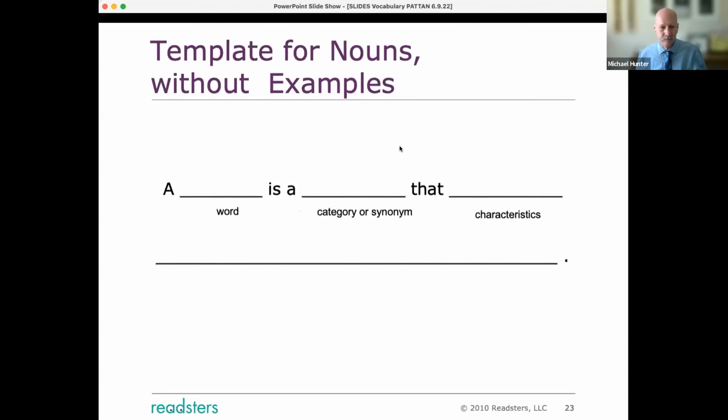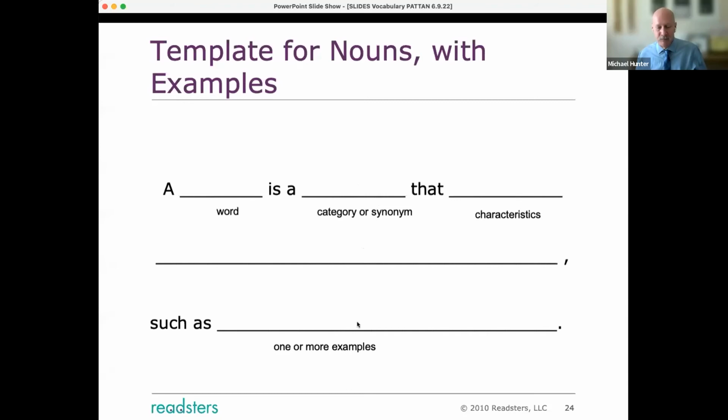Then we also have a template where you can add some examples. I'm going to look at one of these in a moment. So you give characteristics, and then you might give a familiar example, or you might give an example from the text that the students are working with, so that it ties back to the text that they're working with.